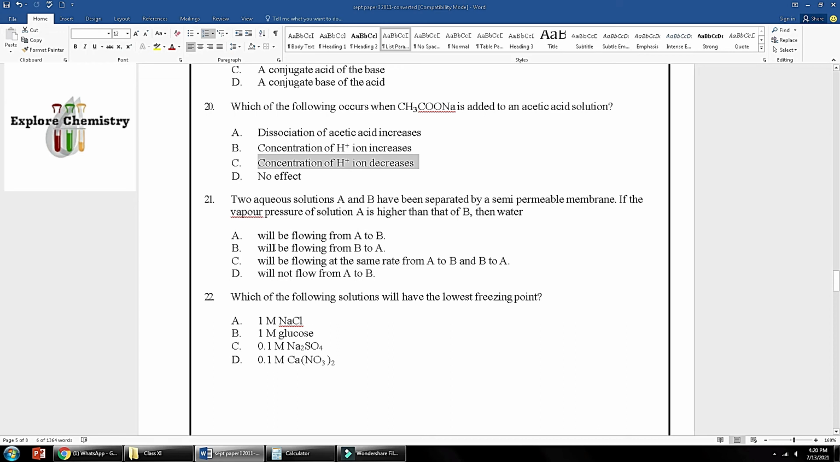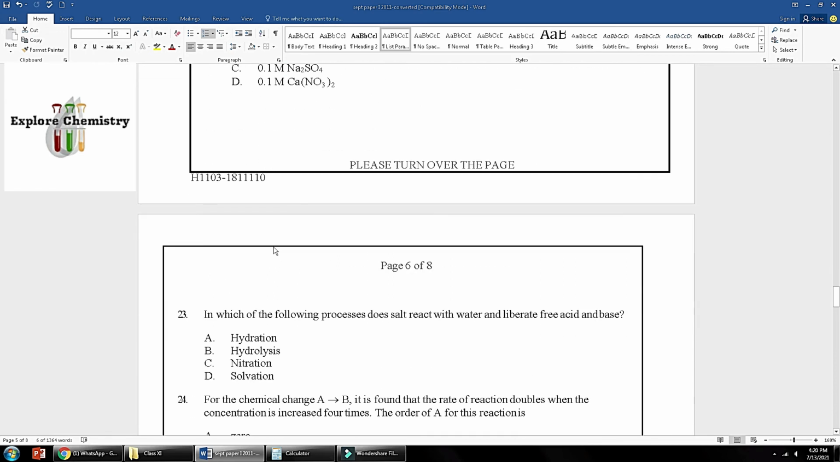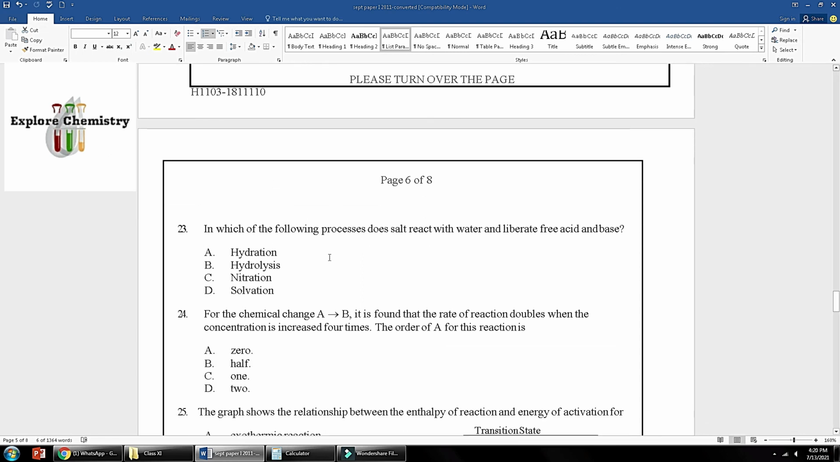Okay, questions number 21 and 22 are related to the solutions and colloids chapter, which is not in your syllabus this year. This also is not in your syllabus, but you can answer because you have studied this concept in the acid base chapter also. In which of the following processes does salt react with water and liberate free acid and base? So this is the hydrolysis process, where salts react with water and combine with hydronium ion and hydroxyl ion to produce acid and base.